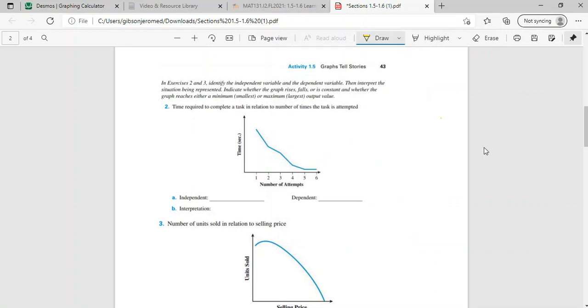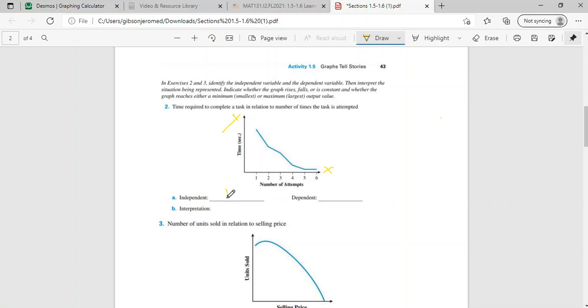All right. It says here, time required to complete a task in relation to number of times the task is attempted. Now, we're looking here for the independent variable. When we look at this graph, the horizontal line is the x-axis. The vertical line is the y-axis. So we know, according to what we know in regards to graphs, that the x-axis is always the independent variable and the y-axis is always dependent. So here, this would be the number of attempts.